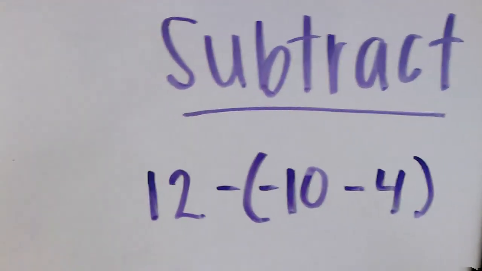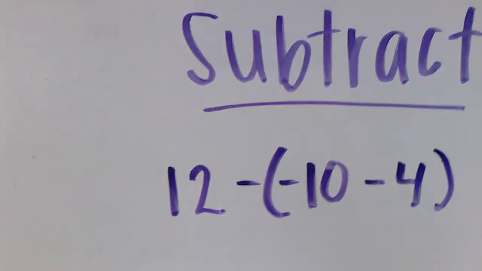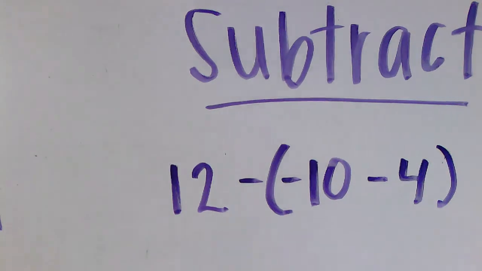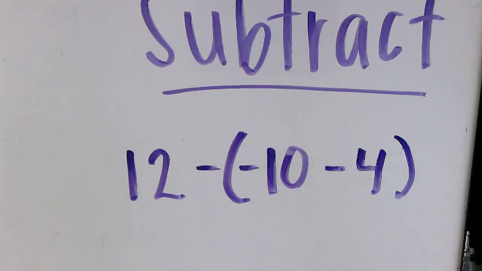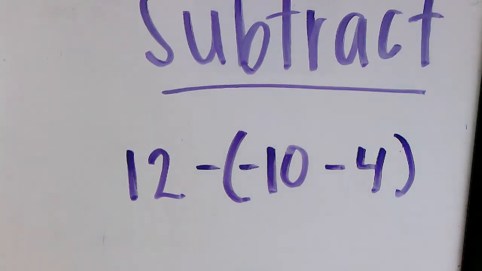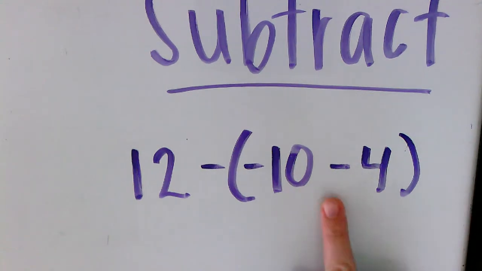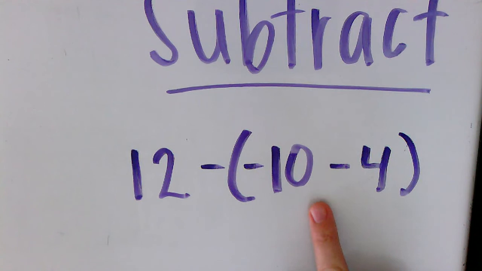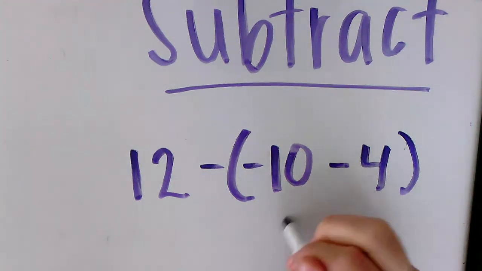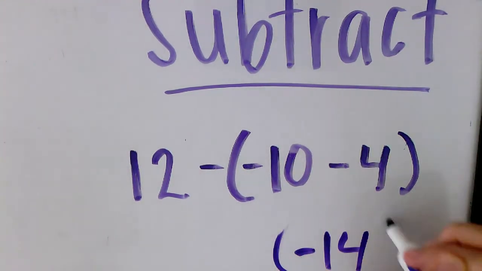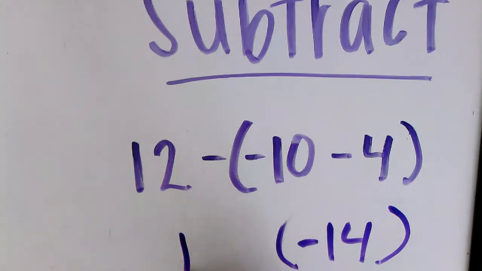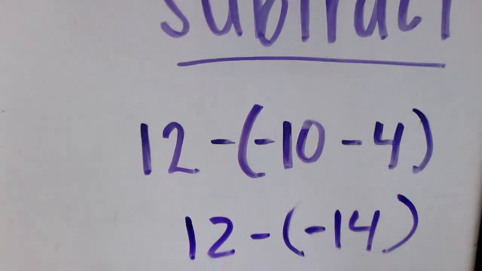I have 12 minus negative 10 minus 4. I'm going to start with the parentheses again. So I have negative 10 minus 4. So essentially, this 4 is a negative 4 because this scenario is like I am adding a negative number. So negative 10 minus 4 becomes negative 14. And then I bring down the 12 minus the negative 14.